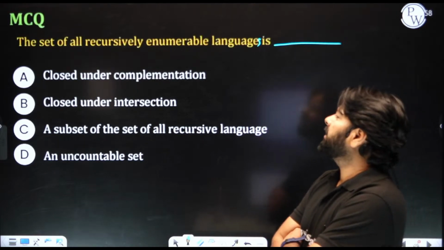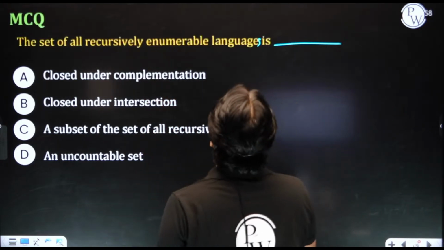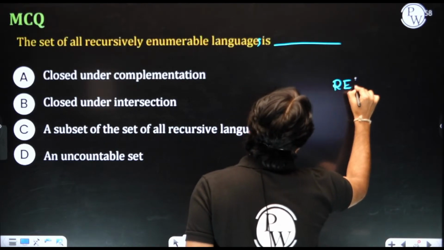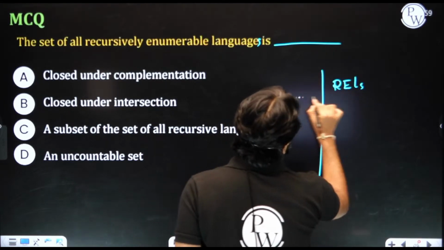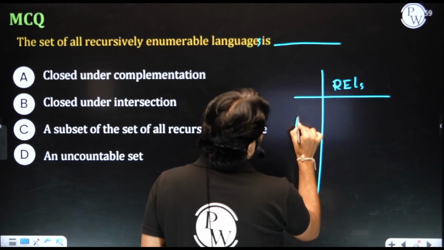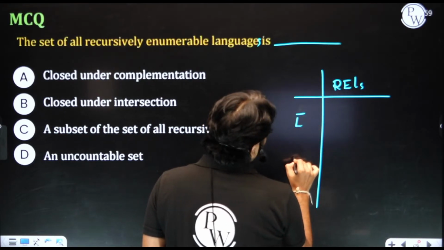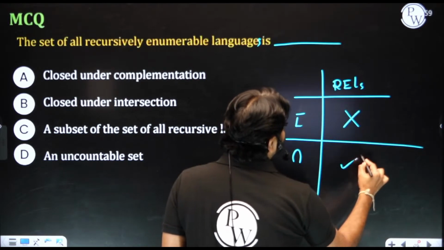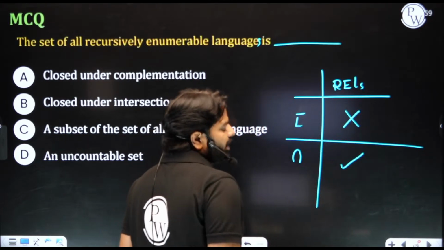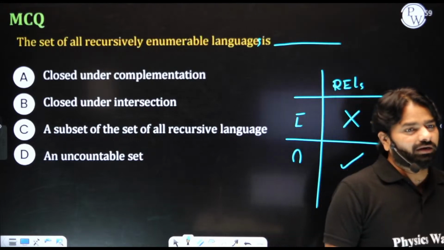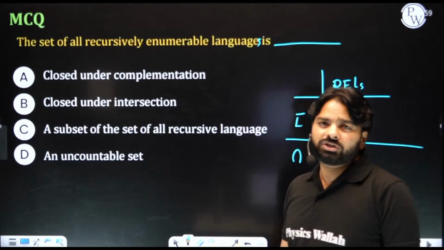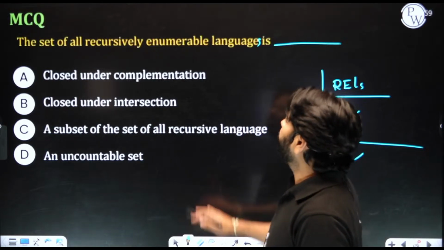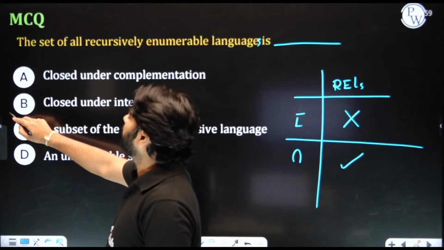That is, it is not closed under complement, right? If you remember that recursively enumerable languages, if you try for complement and then intersection, for complement it is not closed, but intersection it is closed. REL intersection REL, you will always get REL, and you can design a Turing machine for the intersection operation of two RELs. Now from these two you got the answer: closed under intersection.